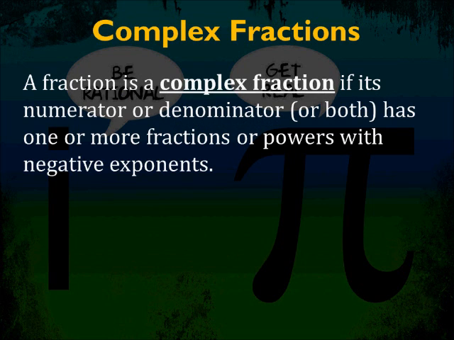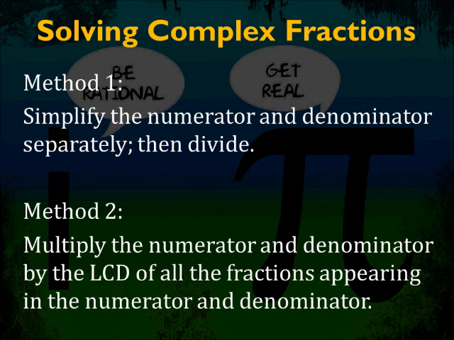A fraction is a complex fraction if its numerator or denominator, or both, has one or more fractions or powers with negative exponents. Now, as I mentioned, there are two ways to solve these problems. The first method means to simplify the numerator and denominator separately. So what you're going to do is take the fractions on top of the big fraction and combine them into one fraction. Then you will do the same with the denominator. Once you do that, you can divide by multiplying the top fraction by the reciprocal of the bottom fraction.